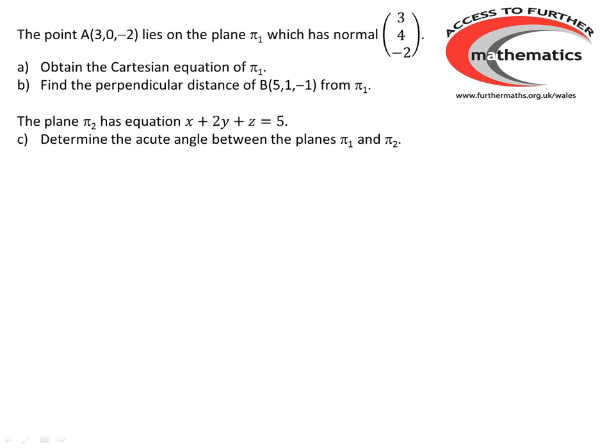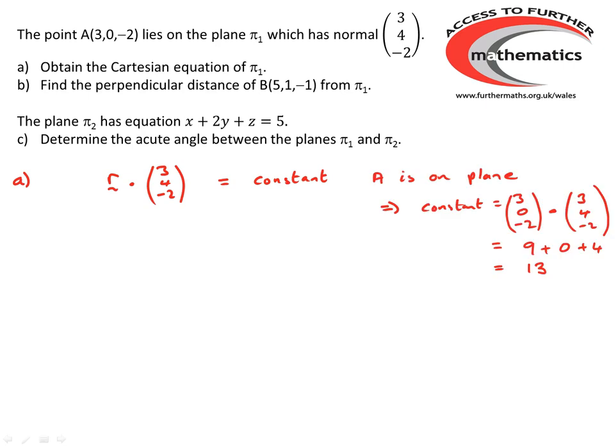So, we know that the equation of a plane takes the form r dot n equals a constant. So we've got r dot 3, 4, minus 2 must equal a constant. We do know, though, that the point 3, 0, minus 2 lies on the plane. So the value of the constant can be worked out by just evaluating 3, 0, minus 2 scalar producted with 3, 4, minus 2.